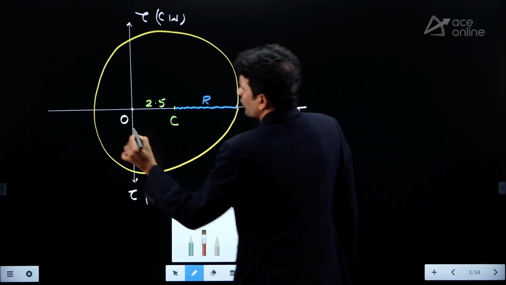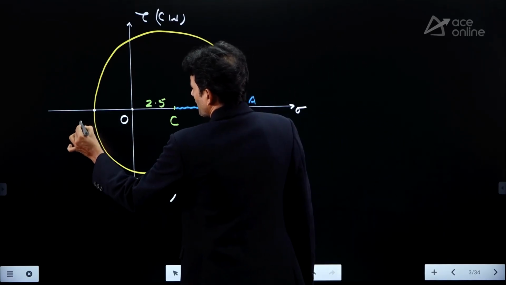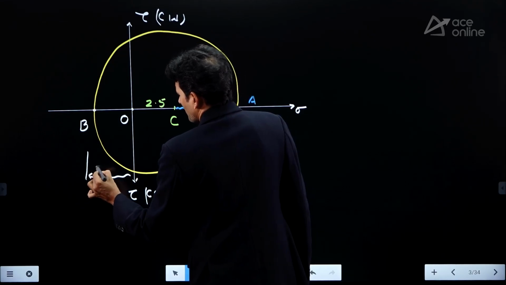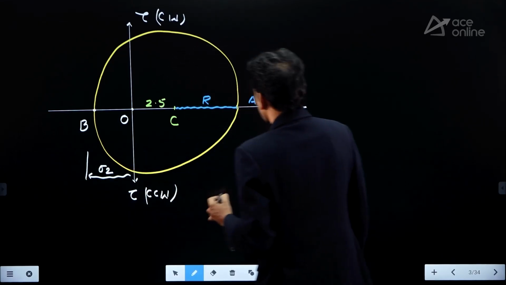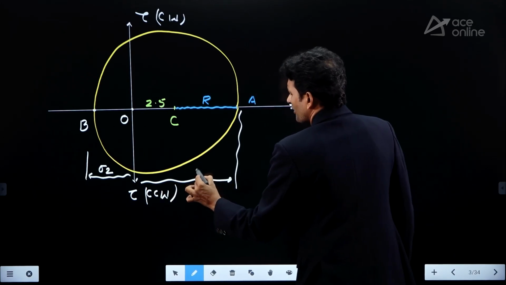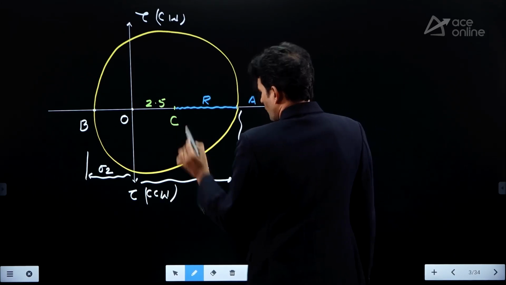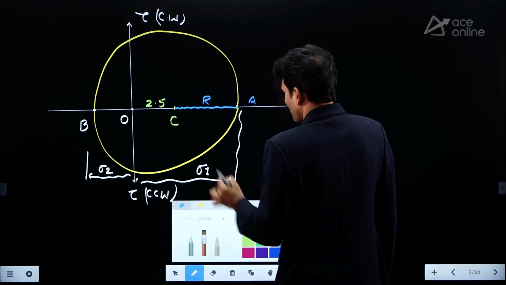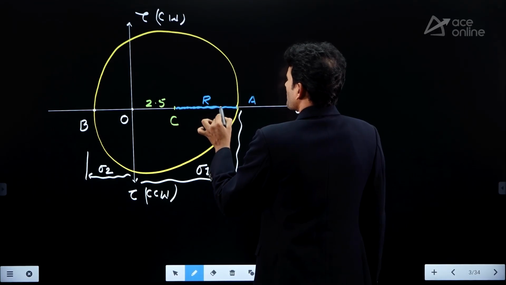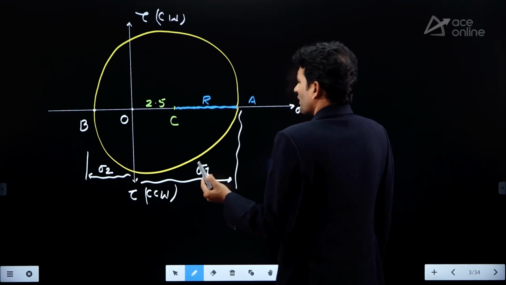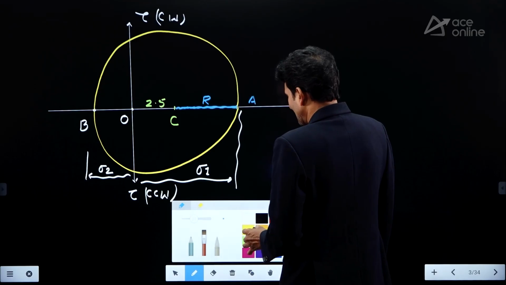End points of the Mohr circle on x-axis give principal stresses. Now OB gives one principal stress. Let us mark this as sigma 2. OA gives another principal stress. Let us mark this as sigma 1. This is one principal plane. The angle between principal plane and tau max plane is 45 degrees. That is also shown as 90 degrees in Mohr circle.